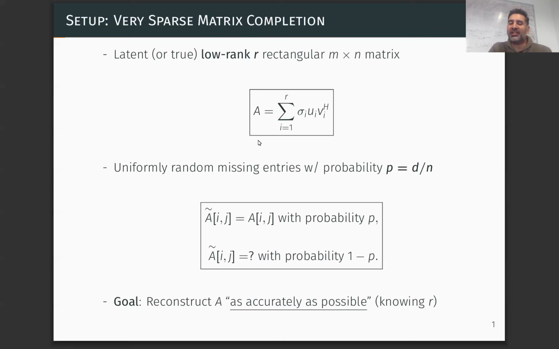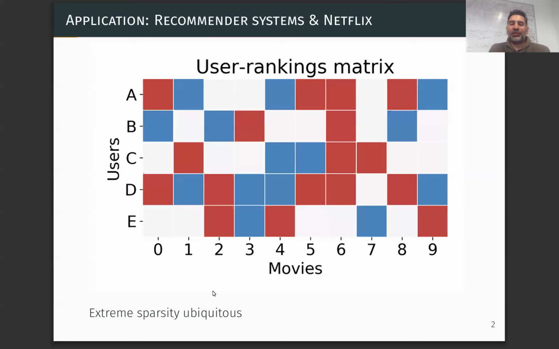A tilde is the matrix A observed in a very sparse manner. The way it's observed is that we see the matrix entries A_ij with probability P, or we don't see them, as though there's a 0 or a question mark with probability 1 minus P. So the goal, given as input to the algorithm the A tilde matrix and the known rank R, is to reconstruct as accurately as possible the original latent low rank matrix.